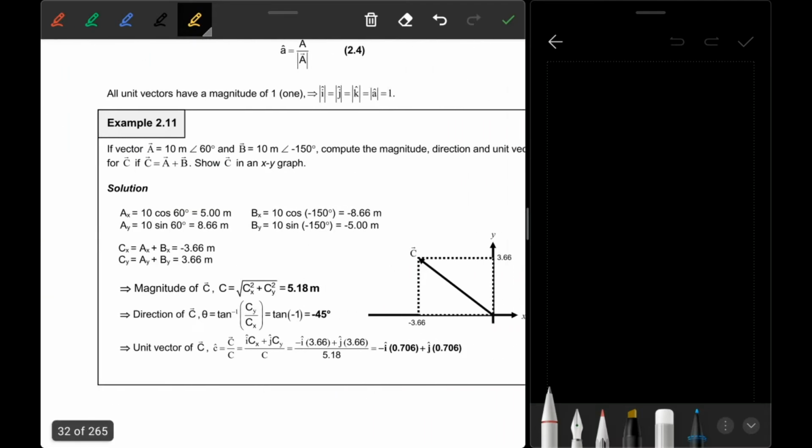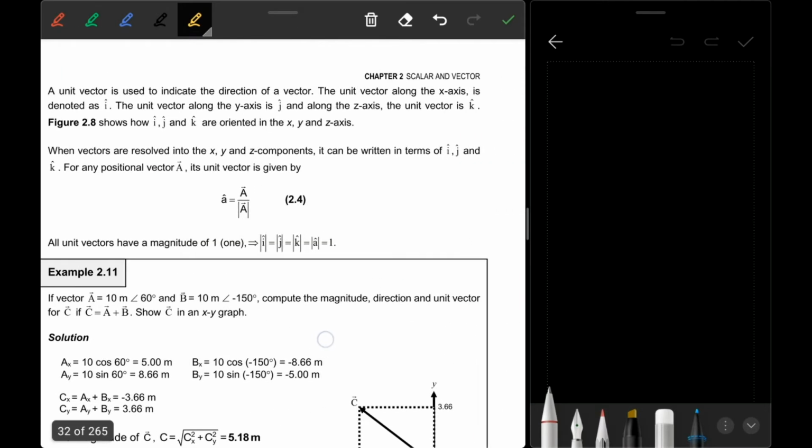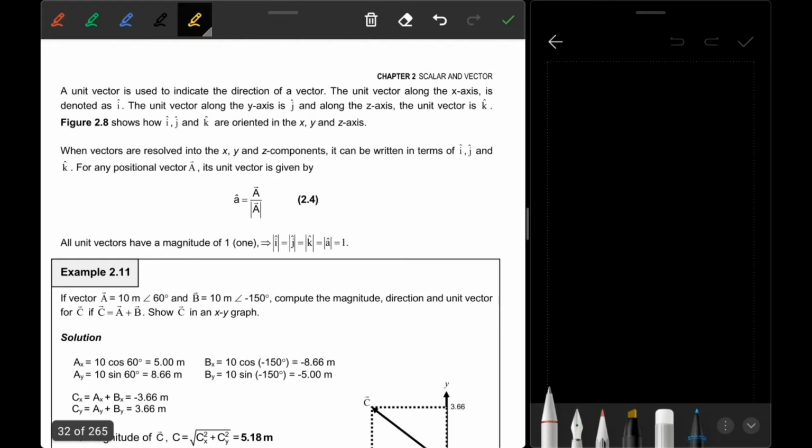For example here, look at this explanation first. Unit vector is used to indicate the direction of a vector. You should know the purpose of learning unit vector: to indicate the direction of a vector.